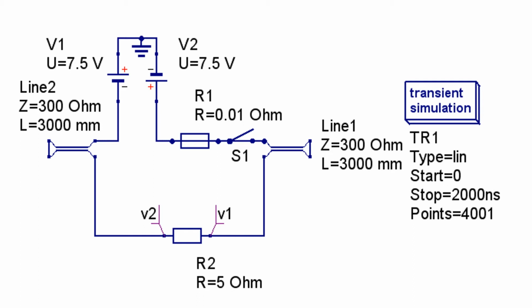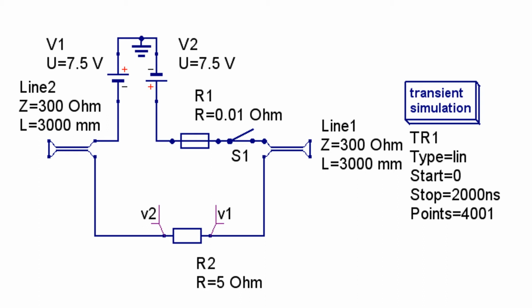An ideal switch is used that switches at 1 nanosecond. Long transmission lines are connected to either side of the voltage source, resistor, switch string. They're terminated in a short circuit. The load resistor is connected to the transmission lines as shown. The voltage across the load is given by the expression V1 minus V2.